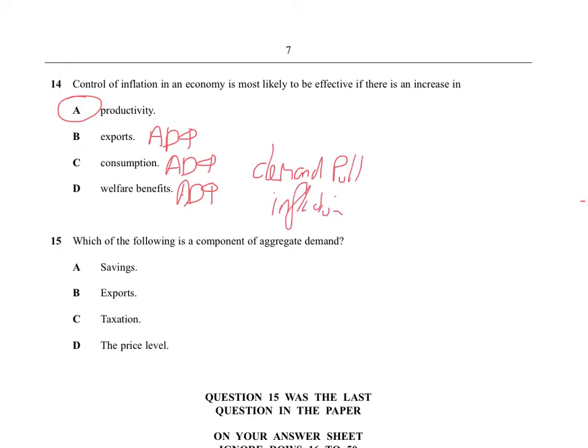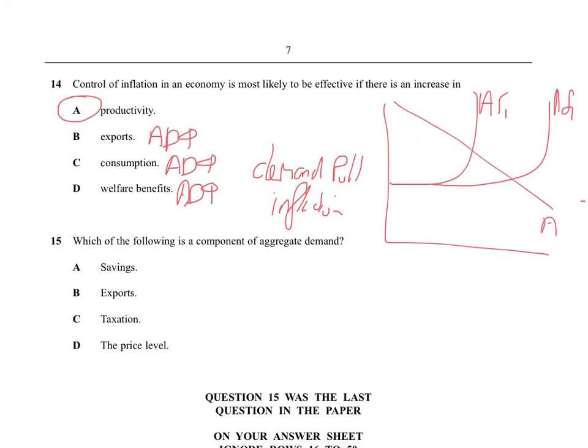But the reason why it's productivity is if firms become more productive, the AS curve will go to the right. And as you can see, that makes the price level go down. So it's easier to control inflation.